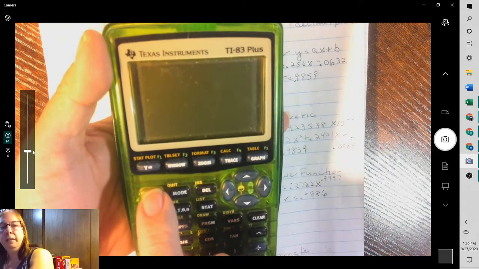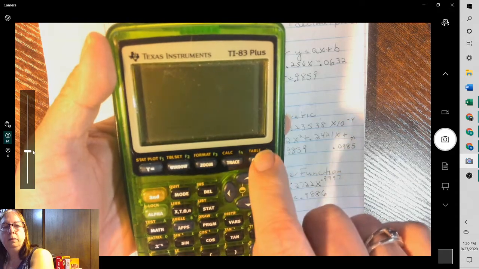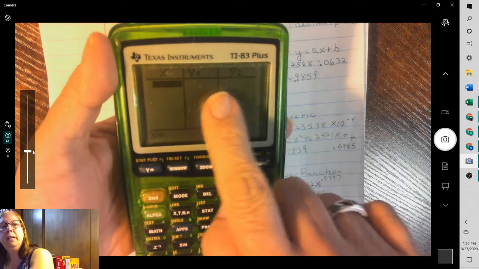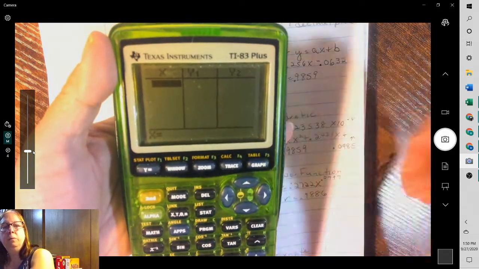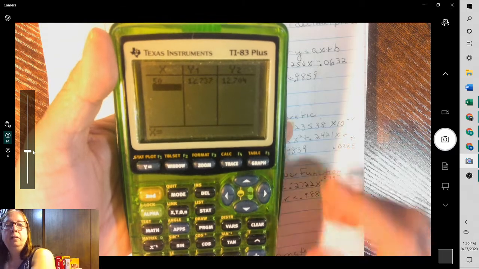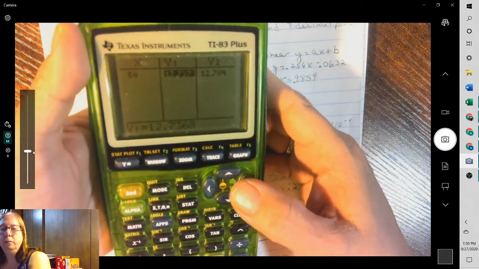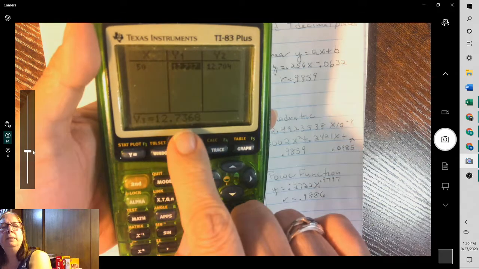You hit second and table. And see how it has X1, X2, and then we'll go over and do X3. We can put 50 in here and hit enter. So when you plug in 50, the linear tells you 12.74.